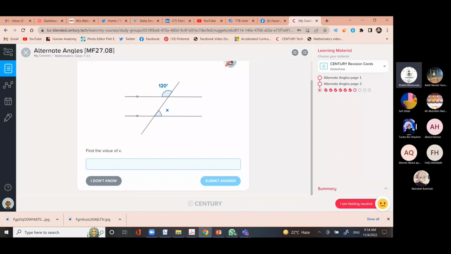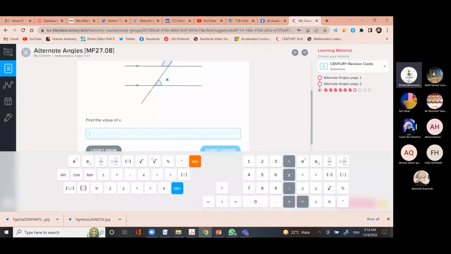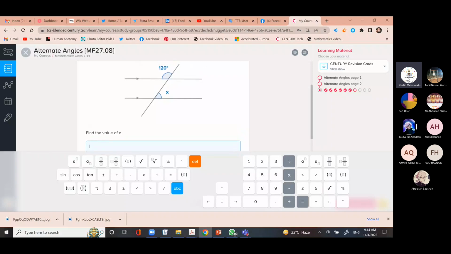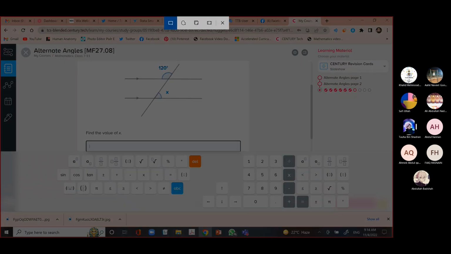Now, sir, what about this? 120. It's 120 because it's corresponding. Is it alternate angle? Sir, corresponding angle. But the problem with the corresponding angle is that they are not equal. 60 is the answer, sir. 60 is the answer.